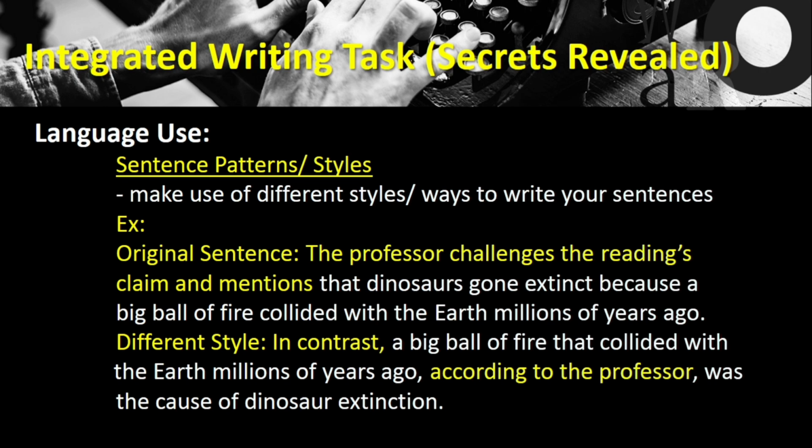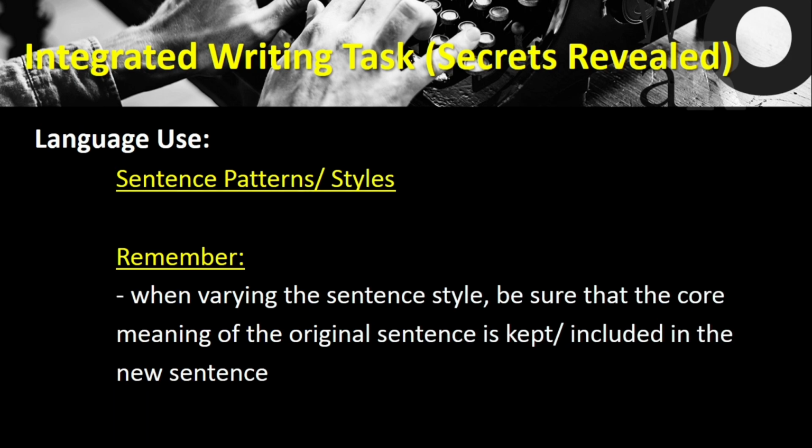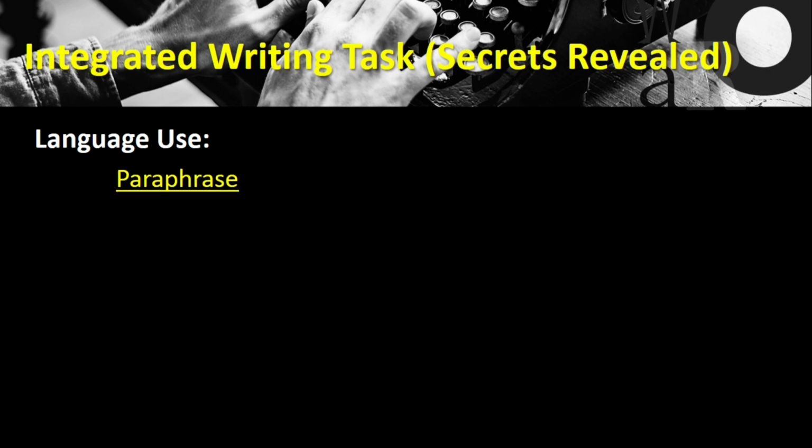By doing this, you have a big chance of earning a good impression from the TOEFL raters that you can make use of the language in different ways, which in turn might translate into a higher rating. However, when altering your sentence style, be sure that the core meaning of the original sentence is kept or included in your version. Moving on, another contributor to a higher rating is the use of paraphrases or restatements.